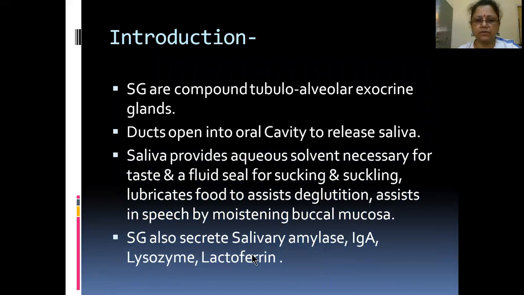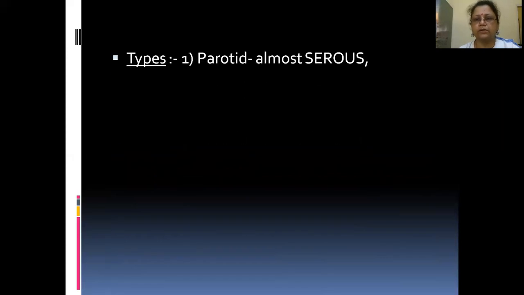So salivary glands also secrete salivary amylase, very important. Then immunoglobulin A, lysozyme, and lactoferrin. All these are very important for digestion as well. So this is the importance of saliva. So what are the different types?